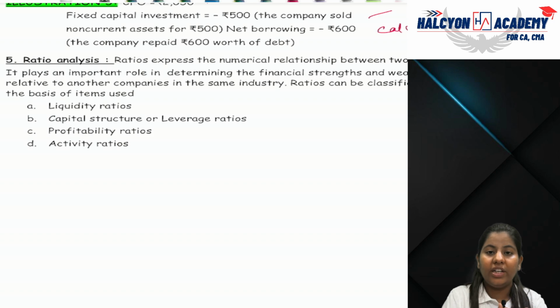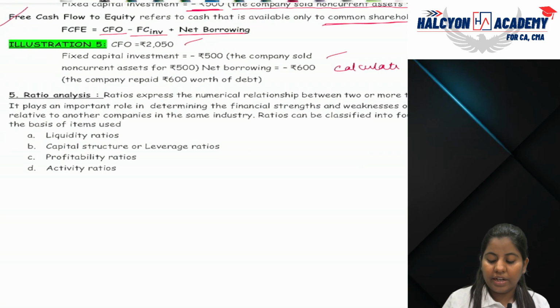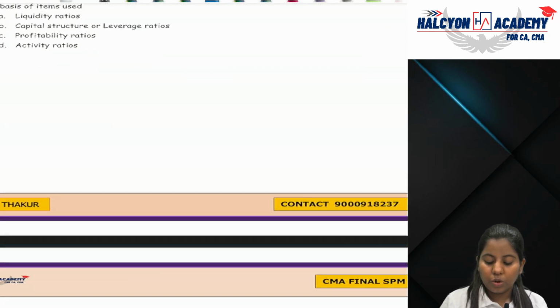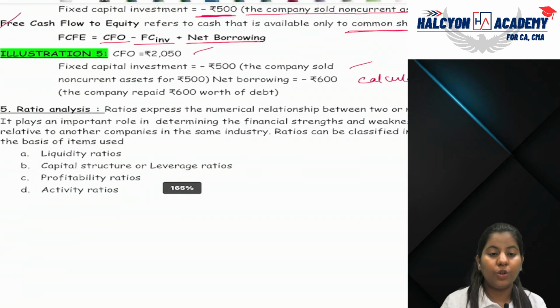The main activity of any organization is what? Sales, that is turnover. So those ratios which include turnover, which establish a relationship between turnover and any other element, are activity ratios. So these are the four kinds of ratios.